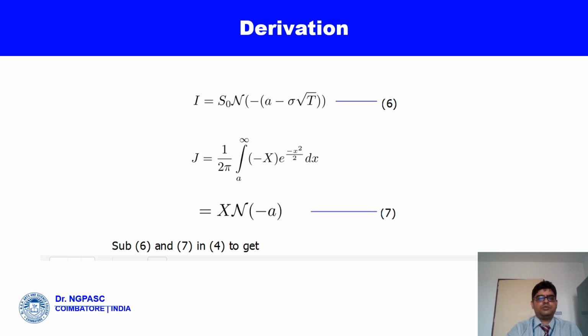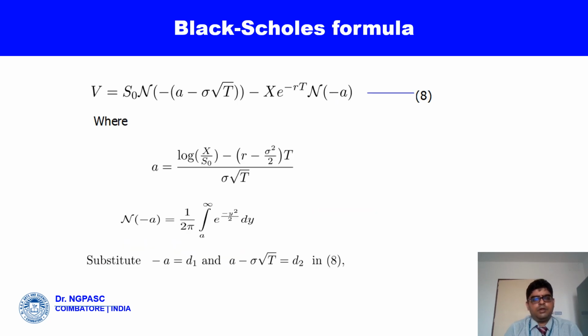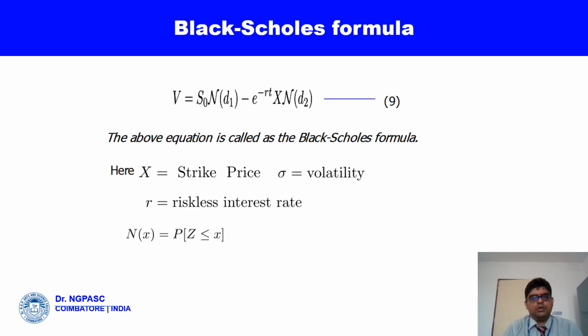Similarly for J you have to use the same thing. And finally we arrive at the value V equal to S naught N of minus a minus sigma root T, minus X into e power minus rT, where capital T refers to the time until expiration, N of minus a. Here a and N of x are defined. V equals S naught into N of d1 minus e power minus rT X into N of d2. This is the Black-Scholes formula.